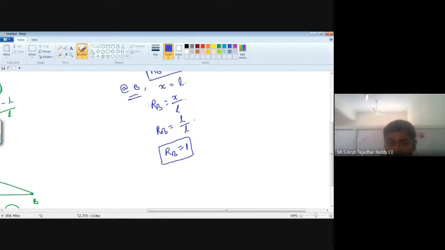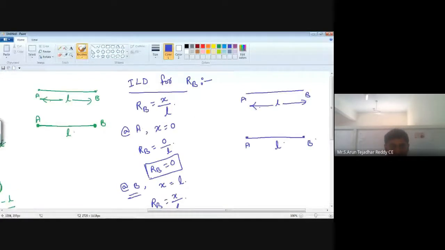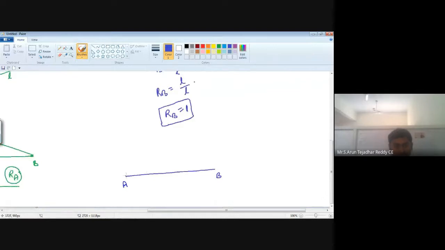Now draw the influence line diagram for RB. That is, see, this is A and B. First of all, consider at point A. At point A, our RB is 0. So here at point A RB is 0 means you will get the ILD exactly at this point A.